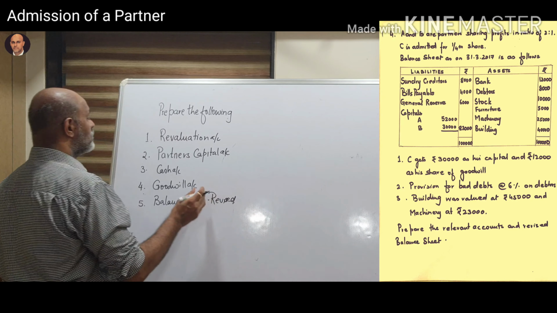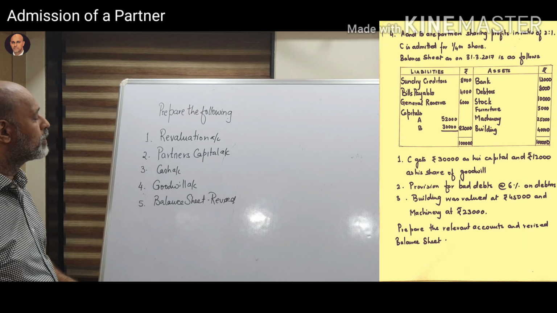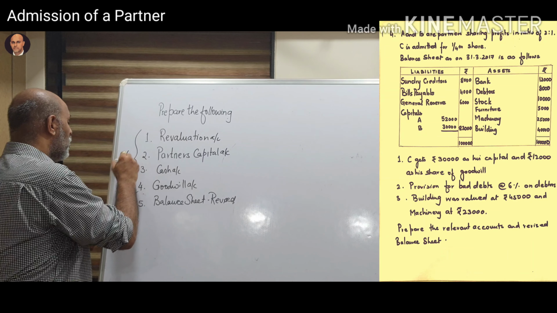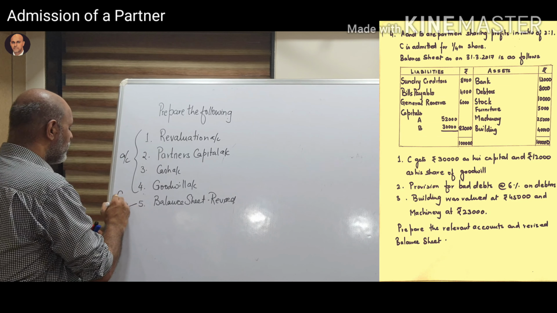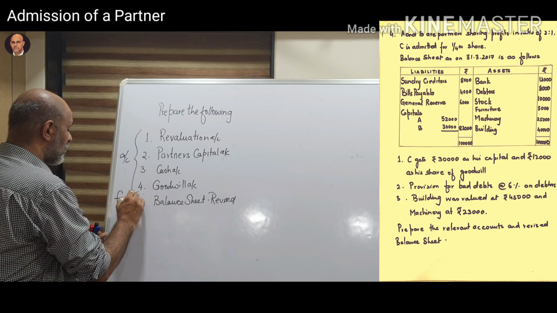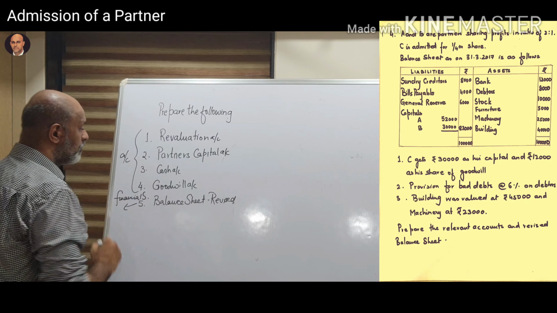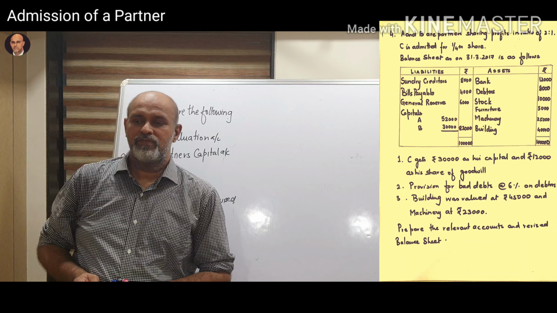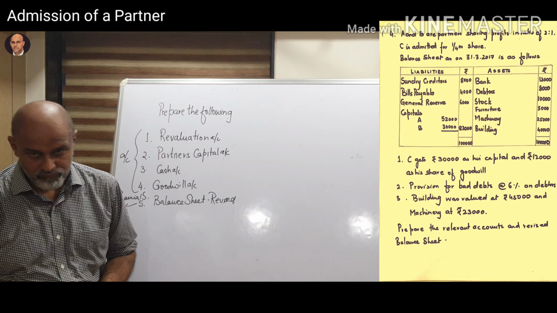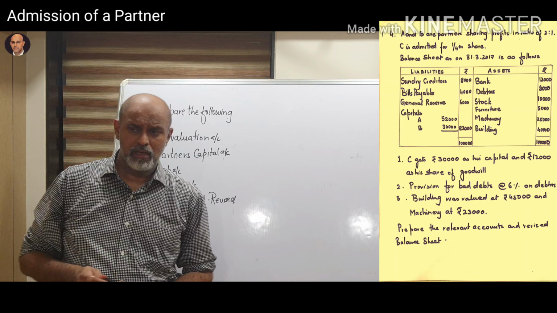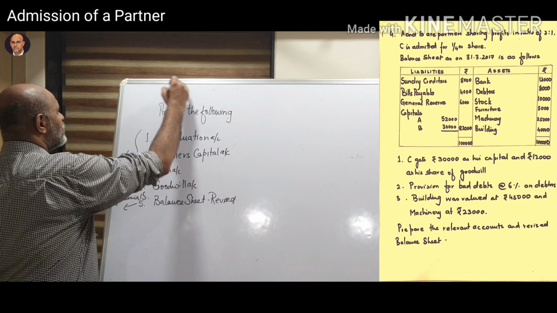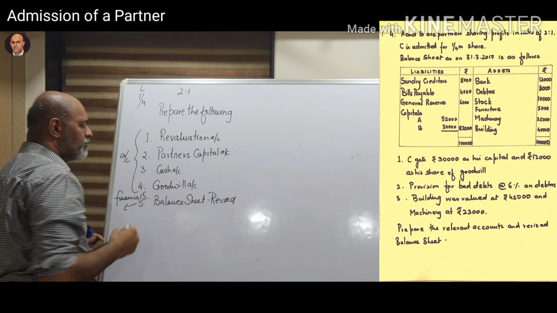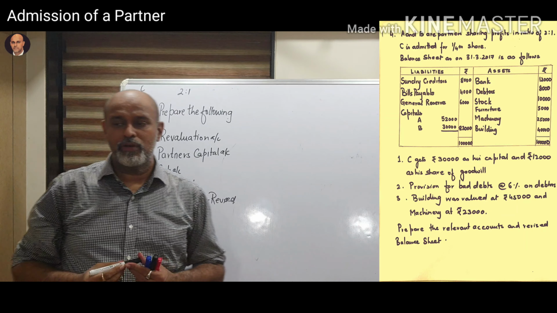So this was your step where you have to prepare the following. Out of these the first four are accounts, while your balance sheet is a financial statement. So you finish with this, and afterwards we'll have a look at the adjustments. The old ratio which A and B are sharing is 2:1, and they admit C for 1/4 share. Let's have a look at the balance sheet.